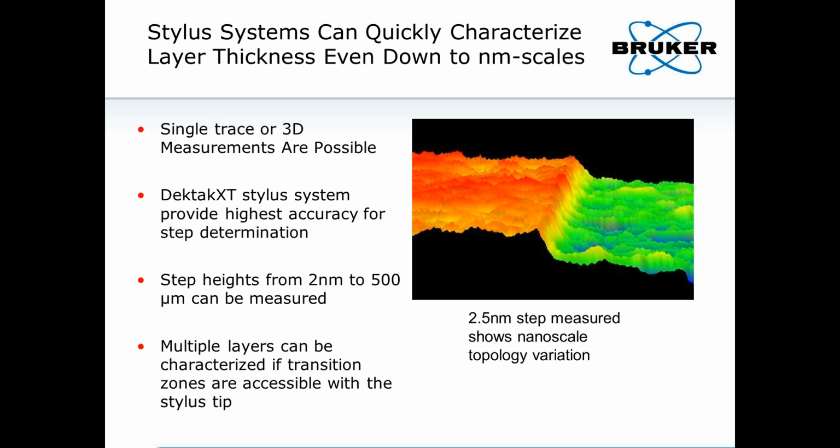Additionally, we also offer 3D trace measurements and single trace measurements for layer thickness and steps down to the nanometer scale. Here, the DEKTAK XT is an excellent system choice for providing the highest accuracy for step determination. On the right-hand side, you see a 2.5 nanometer step measured to show variation in nanoscale topography. Step heights down to 2 nanometers can be measured in this way, up to 500 microns. Multiple layers can be characterized if transition zones are accessible with the stylus tip.